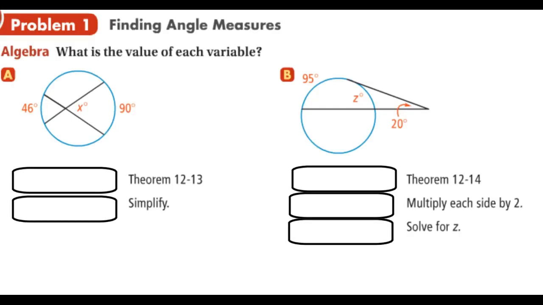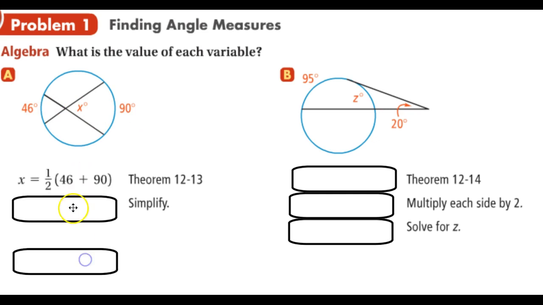Let's try some practice problems. So pause the video, try these out, see what you get. This one is our basic run-of-the-mill one where you're just going to add them up and divide by 2. And so when we do that, we're going to get 68 degrees. 46 plus 90 times a half is 68, so x is 68.